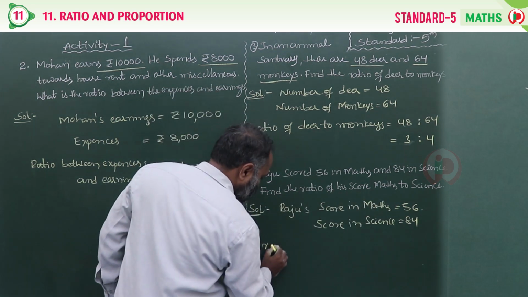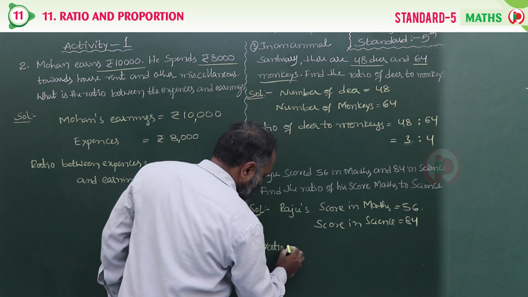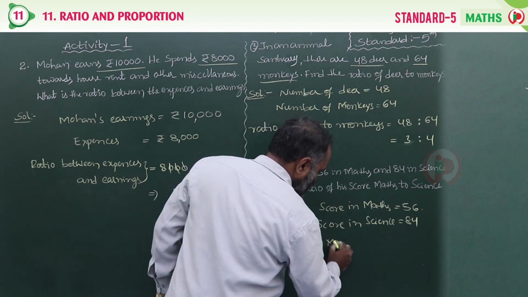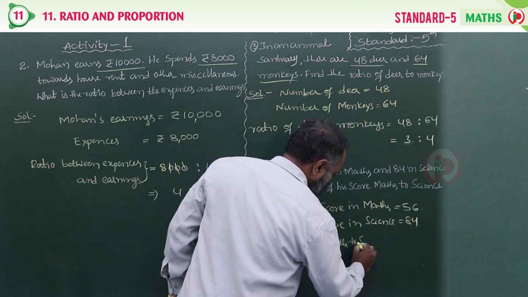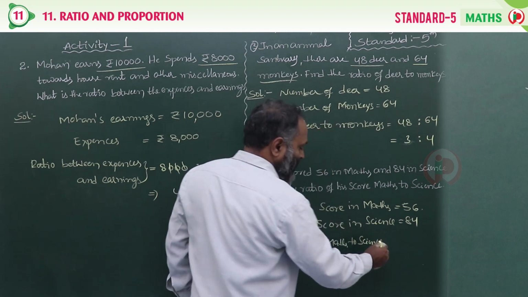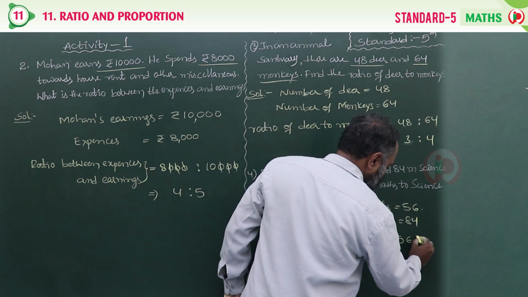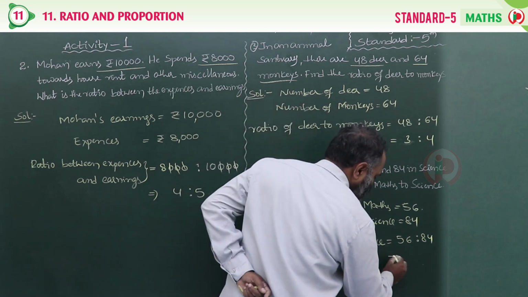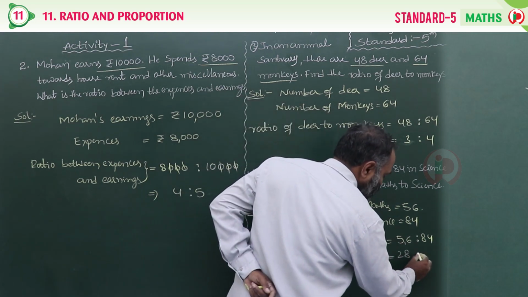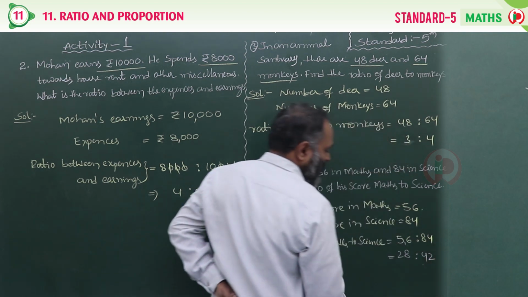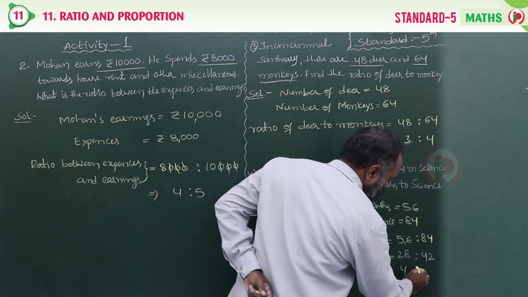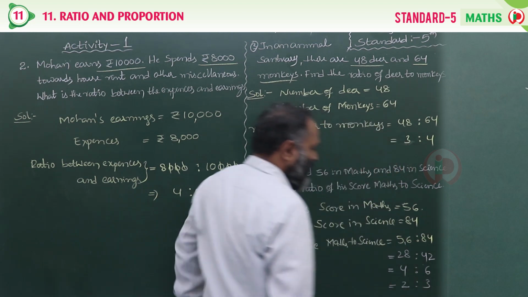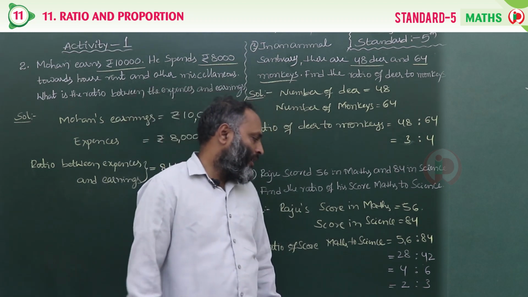So the ratio of score, maths to science, is equal to 56 ratio 84. Now into the table: 2 2s are 4, 2 8s are 16, 2 4s are 8, 2 2s are 4. Again with 7: 7 4s are 28, 7 6s are 42. Again with 2: 2 2s are 4, 2 3s are 6. 2 is to 3. So this is the ratio.